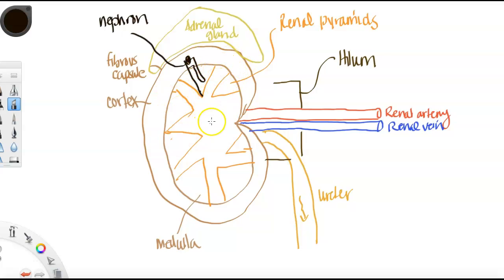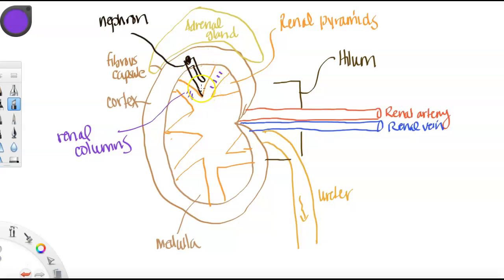All right, in between these pyramids, these little areas right here, these are called columns. So renal columns. And you're going to see vessels in there. Okay, interlobar vessels specifically.